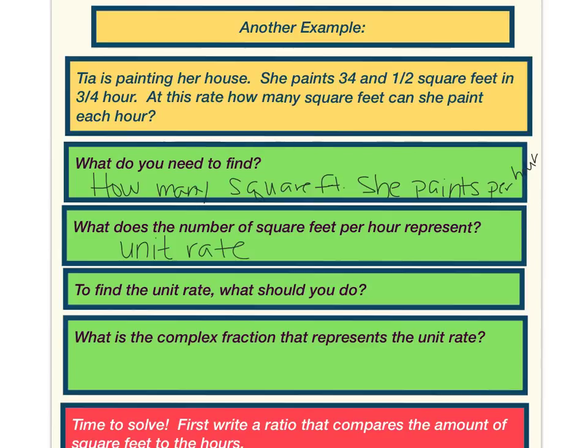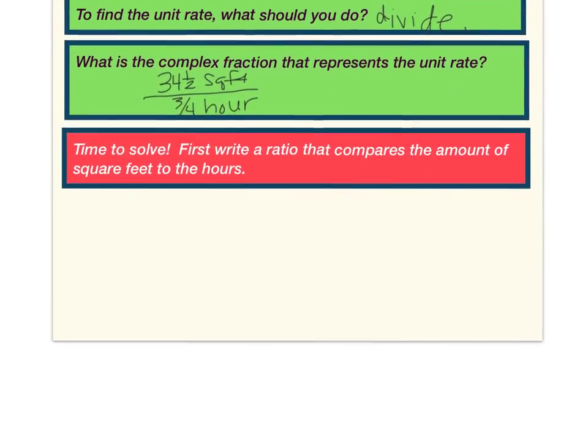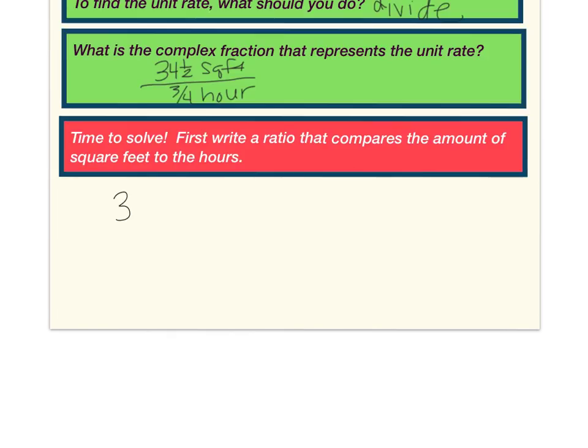So what should we do to find the unit rate? Divide, of course. And what is the complex fraction that represents this unit rate? Okay, this would be 34.5 square feet over 3/4 of an hour. The last thing that we need to do is actually solve it by dividing. So let's write 34.5 divided by 3/4.